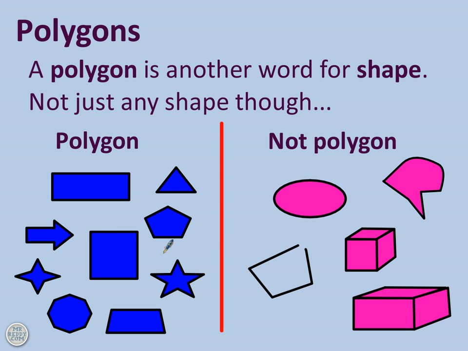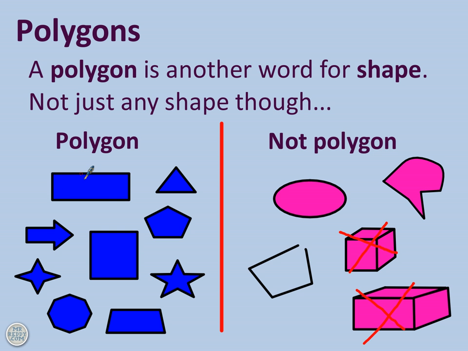Well, looking at the properties of these blue shapes, these polygons, I can see that all of them are flat shapes. They're 2D shapes, two-dimensional. Whereas over here, in the non-polygon box, we've got a cube, which is three-dimensional, and a cuboid, which is also three-dimensional. In fact, all three-dimensional shapes, spheres, cones, pyramids, cylinders, prisms, they are all not going to be polygons because they're not flat. A polygon has to be a flat two-dimensional shape. Okay, that's one thing. What else?